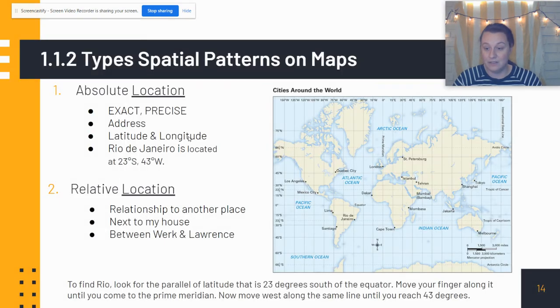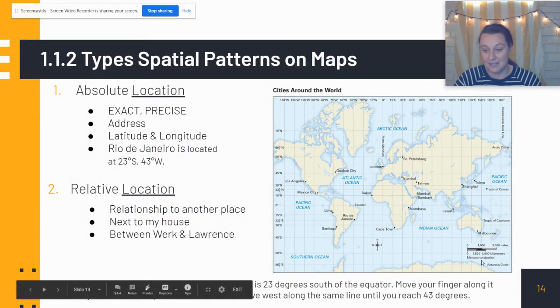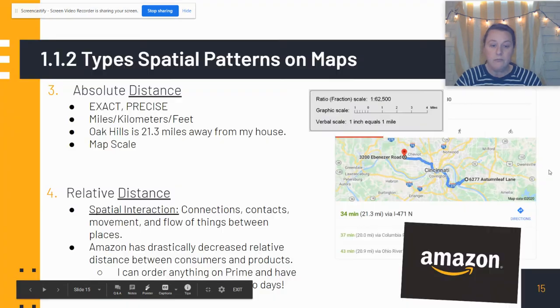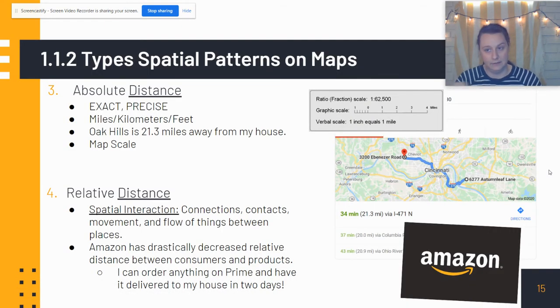Okay. Now, even if I go back here, right there is the map scale. It's on almost every single map. You probably just have never really paid attention to it before. Now, if I'm talking relative distance, right, this really has to do with, again, relationships. Remember, relative relationships.